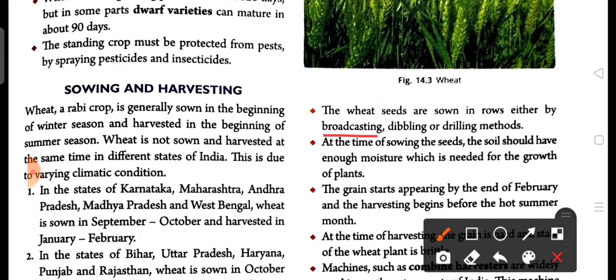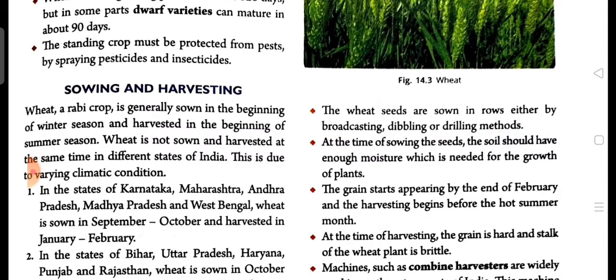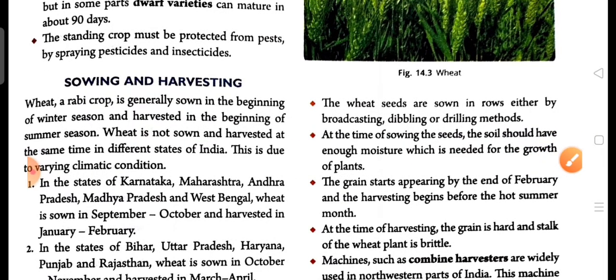The next one is the dibbling method. In this dibbling method, holes are made in the field, as we know, and the seeds are dropped at regular intervals. And the next one is the drilling method. In the drilling method, the seeds are sown in the furrow, and the seeds are dropped through a pipe attached to the plow. So these are the methods that are also used for wheat cultivation.